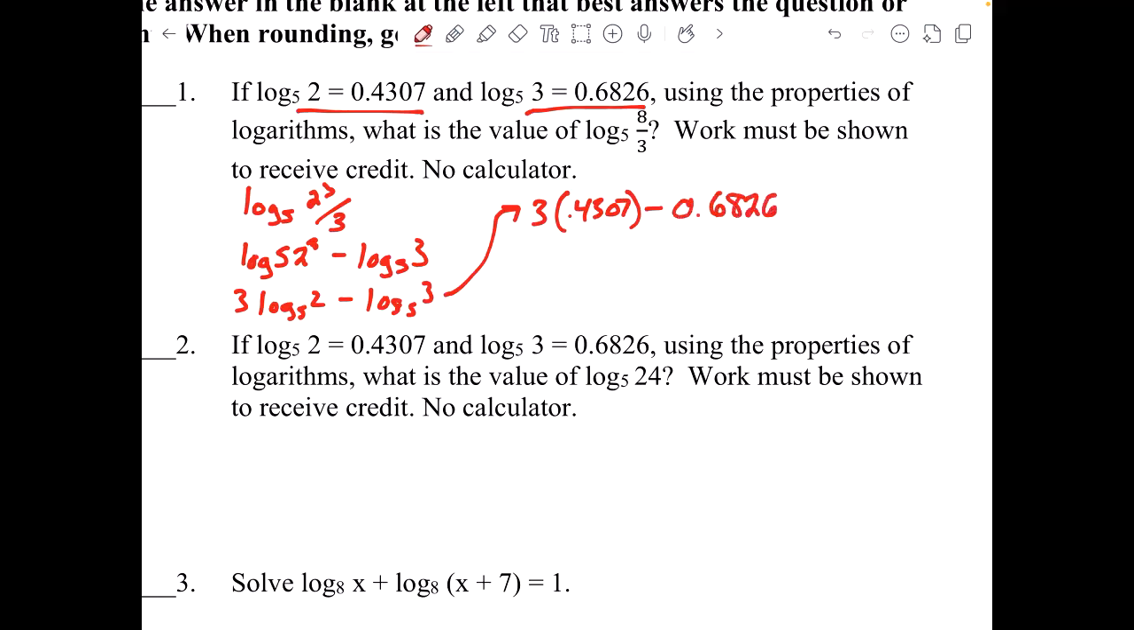0.6826. Now 3 times this 0.4307 value gives me 1.2921 minus the 0.6826 gives me a final answer of 0.6095.